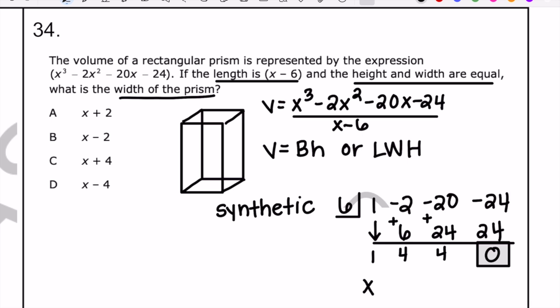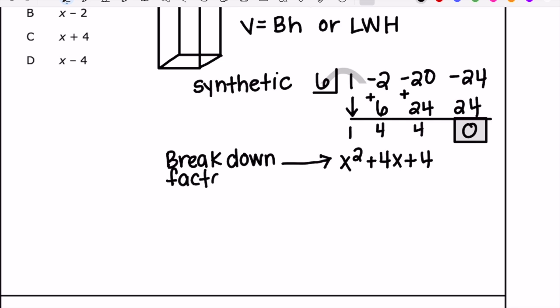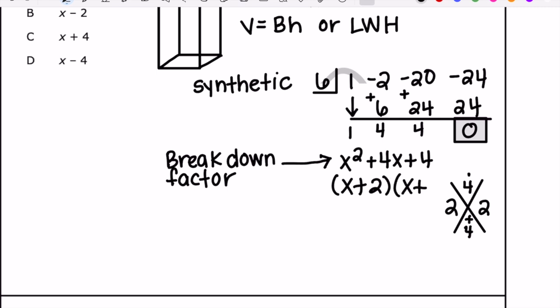So I have x squared plus 4x plus 4. Now, it does say that the height and the width are equal, so I need to break this down even further to figure out what they are. And we're going to do that by factoring. So when I look at this, I can say, okay, what are 2 numbers that multiply to give me 4? But then those same 2 numbers are going to add to give me 4. And of course, that's going to be 2 and 2. So if I break this down, this is going to be x plus 2, x plus 2.